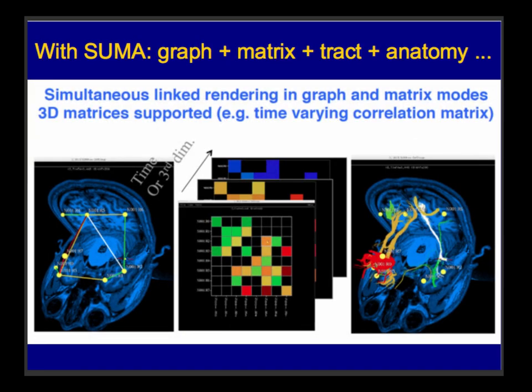And when we're looking at things in 3D, we can also play around with the type of information that we can look at. And SUMA provides a lot of methods for looking at different types of information. So Bob mentioned things like connectivity or functional connectivity.